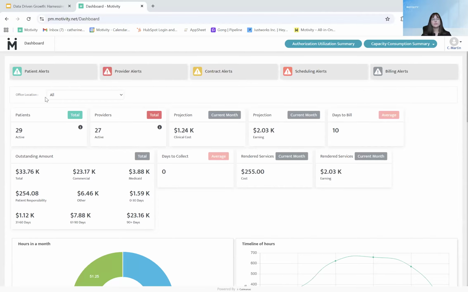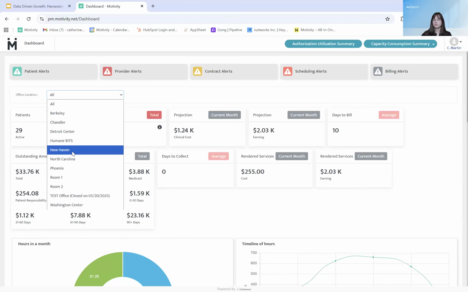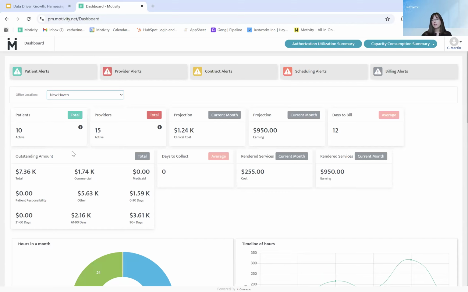Before we scroll through, what I do want to point out is that you have the ability to look at these dashboards across all locations within your organization, or you can filter for just specific office locations or sites. This helps you identify patterns across your entire organization, or see trends and compare across different locations.